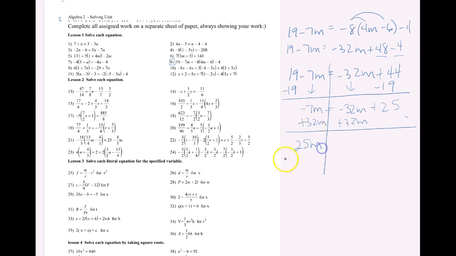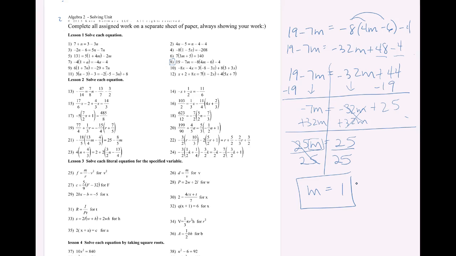25m, I believe, and then these cancel out to 0, and then I bring down the 25 that's over here. Now your very last step, you're trying to isolate this m, so how do I get it by itself? Well, I divide off the 25. And so my answer to this problem is 25 over 25, which is 1. So that should help you with something in the first section.